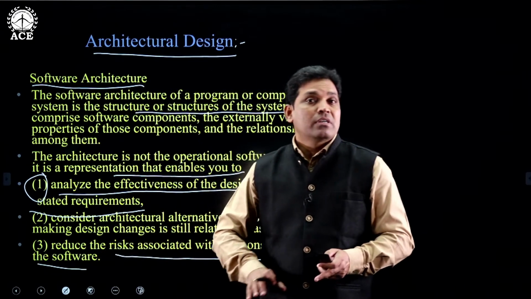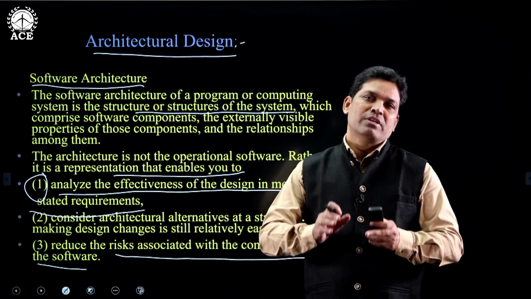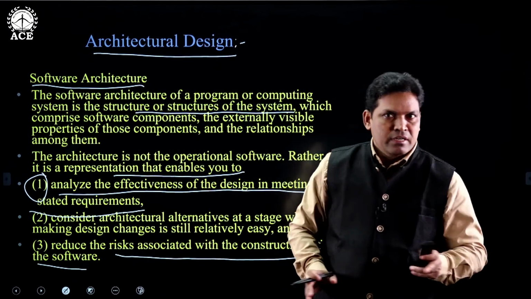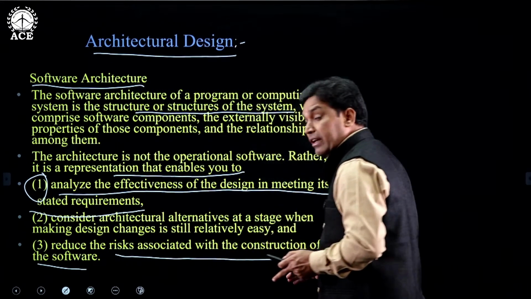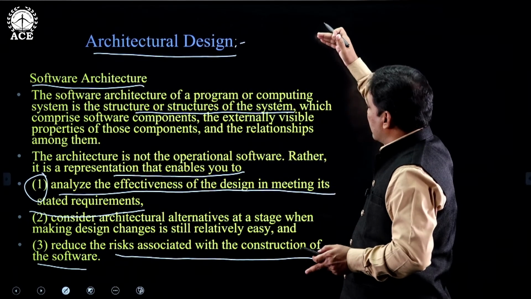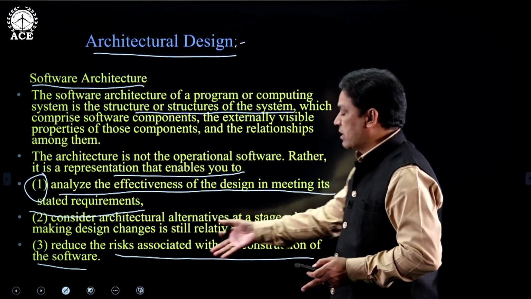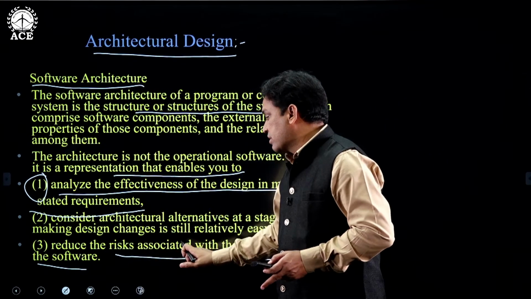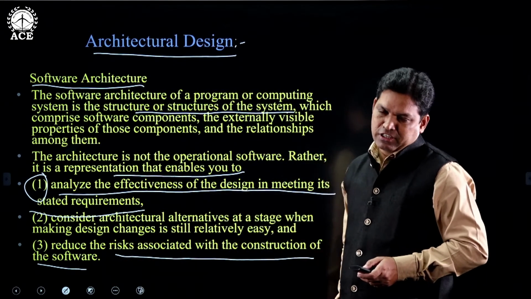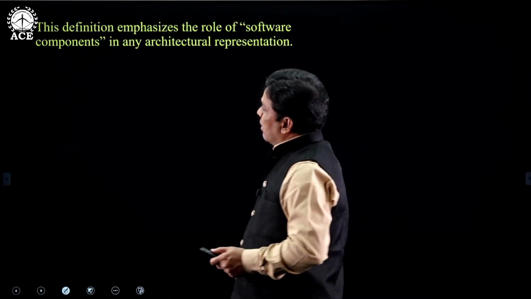Reduce the risks associated with the construction of the software. If the architecture was built properly, if it is maintaining quality, if it was designed based on the client requirements, then there is no risk involved in the next phase. What is that next phase? Source code generation. Why? The architecture was designed based on the client needs and requirements, so that source code can be generated properly. So there is no risk involved with source code generation. Next phase, construction of source code. Construction of software is nothing but generating source code by the programmers.